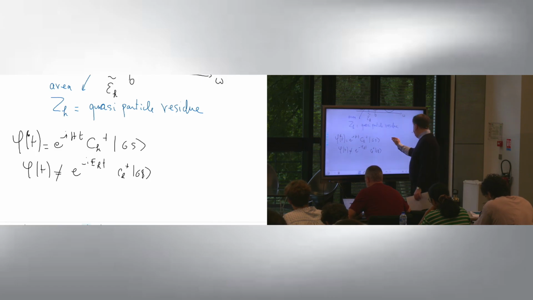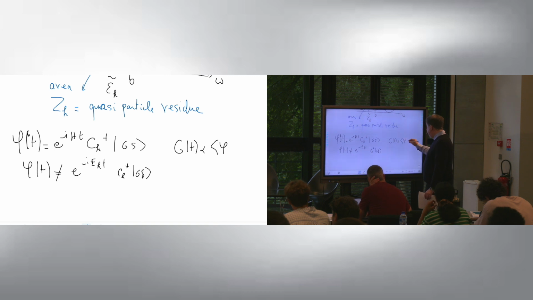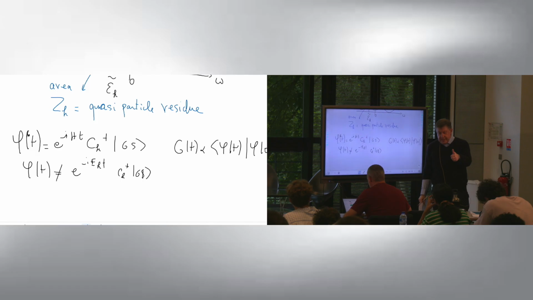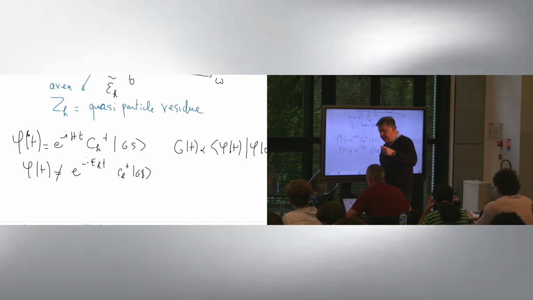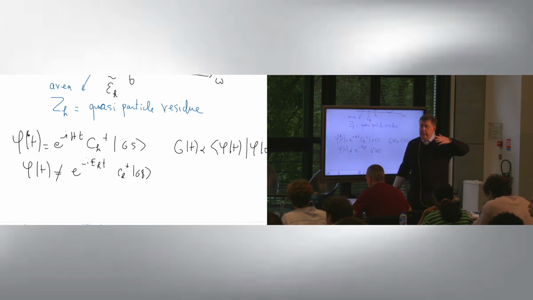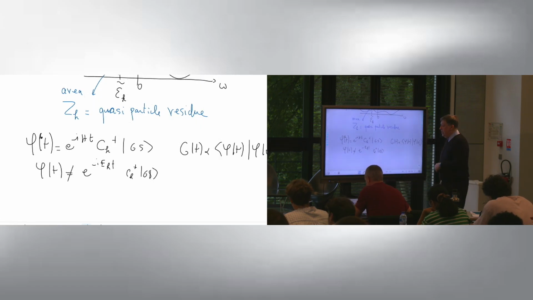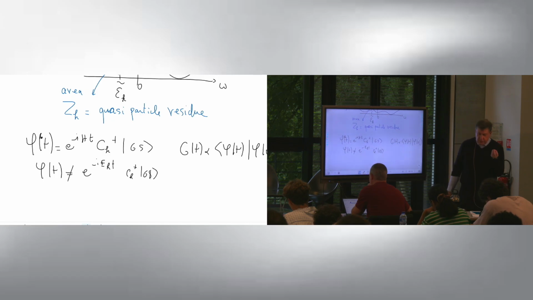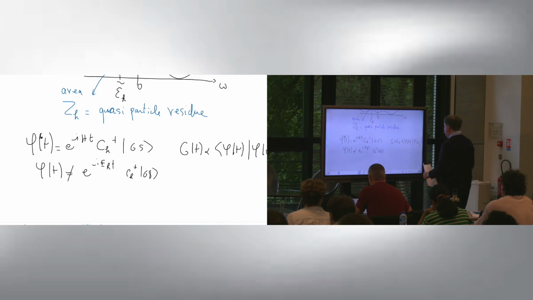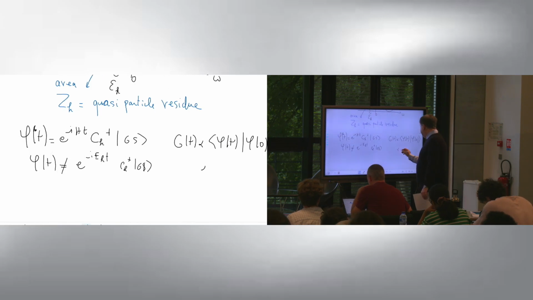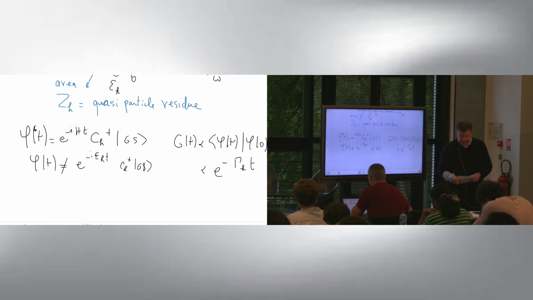But the Green function, if you look at the definition, is proportional to phi of t, phi of 0. Meaning you create an electron at time 0, you let it evolve, and you look at the overlap at a later time with the initial state that you would have. And because of interactions, the state that you have created decays, and it's not the same as the one you started with. Meaning this thing decays, and it decays exponentially, e to the minus gamma t, which is a lifetime.